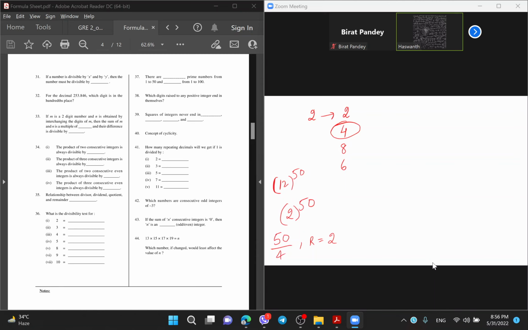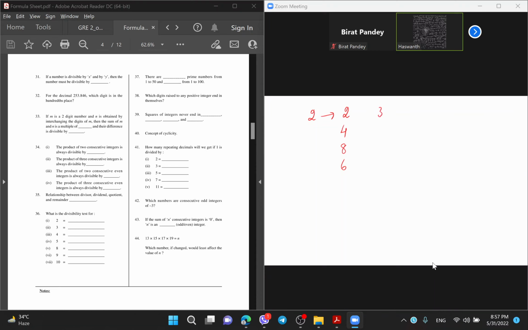Here the power is 50. 50 when divided by 4 leaves a remainder 2. So we say the second number in the power cycle. If the remainder is 1, first number in the power cycle. If the remainder is 2, second number. If the remainder is 3, third number. And if the remainder is 0, fourth number in this power cycle. We will solve some problems in class exercise through which you can get much more acquainted with this model.